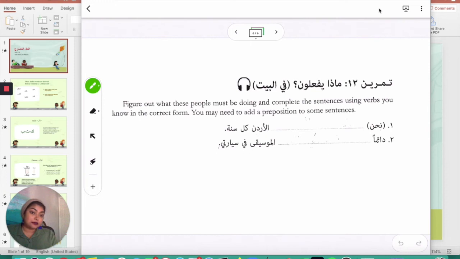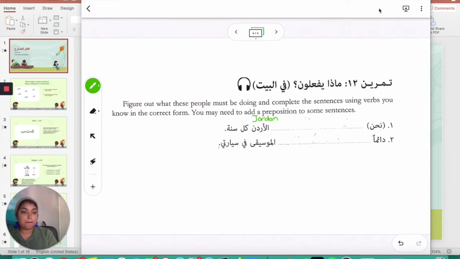يسكن, to live. Right? يعمل, to work. يعرف, to know. Any of those verbs that we've done before, those are fair game too. So use any of the verbs that we have done up until now, and you're going to pick from those verbs. Okay, so نحن blank الأردن كل سنة. الأردن is Jordan. So we something Jordan every year.